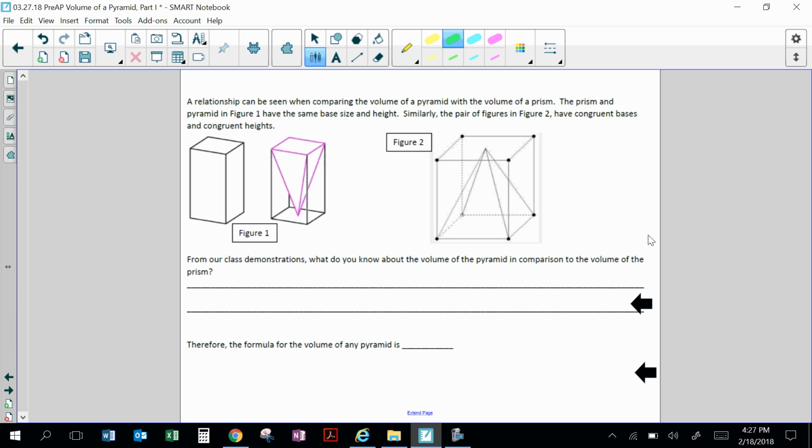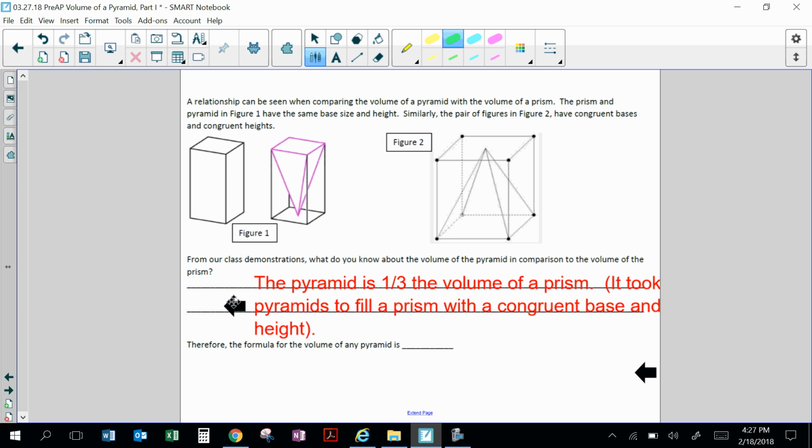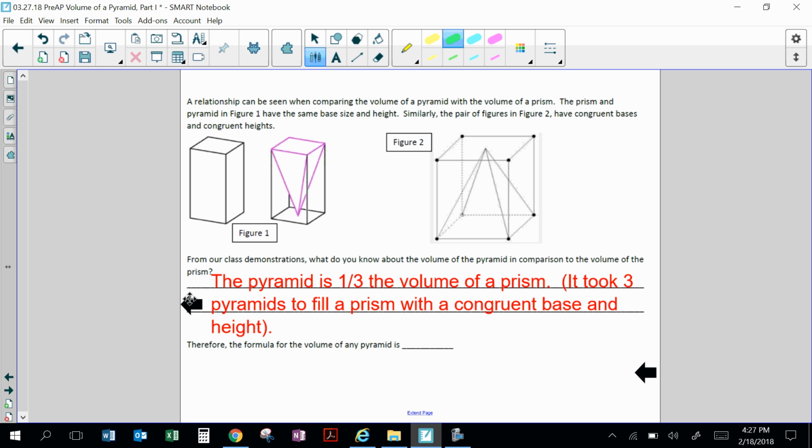So the pyramid is 1/3 the volume of a prism. Or another way to see it, it took 3 pyramids to fill a prism with congruent base and height. Therefore, the formula for the volume of any pyramid is volume equals one third BH. So this is how to find the volume of a rectangular prism, and to find the volume of a pyramid, it is a third of it. And again, it can be demonstrated right here.